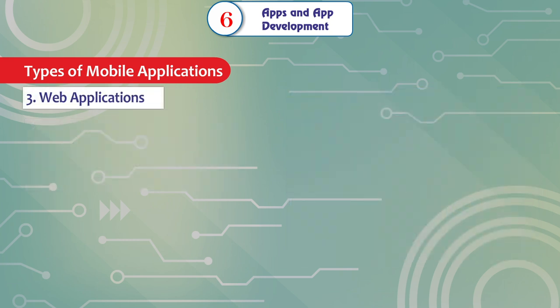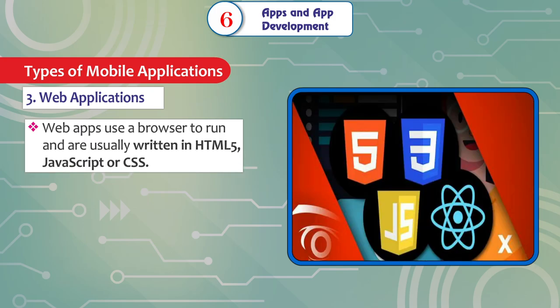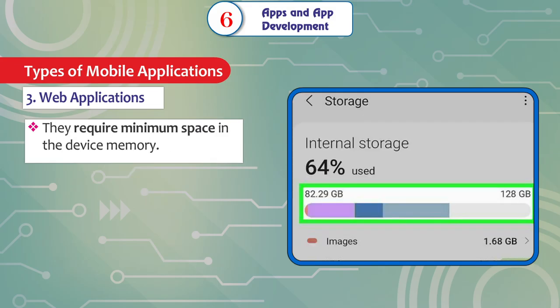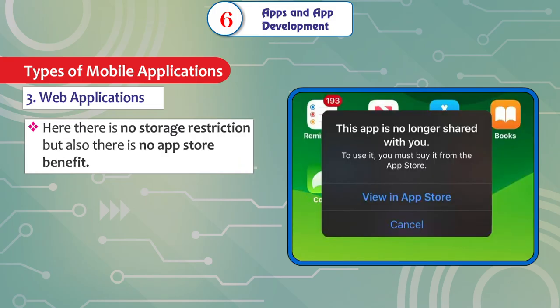3. Web applications. Web applications are like native applications. Web apps use a browser to run and are usually written in HTML5, JavaScript, or CSS. They require minimum space in the device memory. Web apps are less expensive compared to others due to a single code. Here there is no storage restriction, but also there is no App Store benefit.